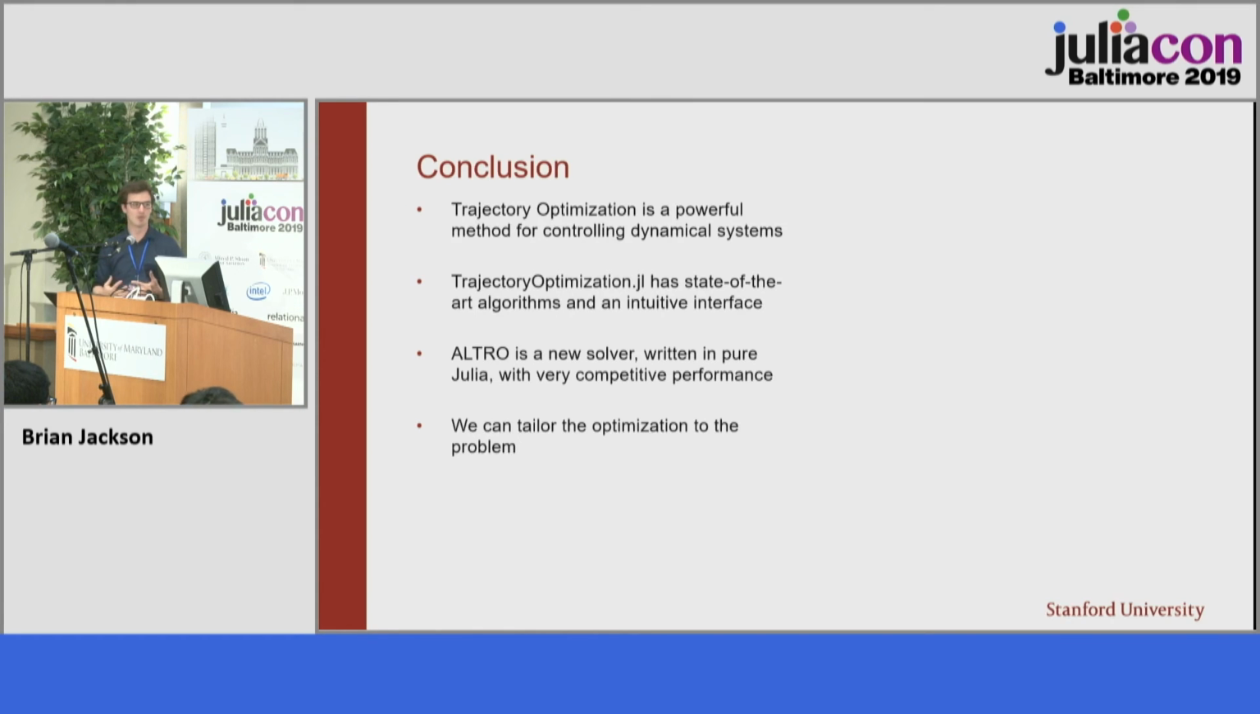So in conclusion, we presented trajectory optimization as a powerful method for controlling dynamical systems, as well as TrajectoryOptimization.jl, which is a new Julia package that has state-of-the-art performance, as well as what we believe to be a pretty intuitive and easy-to-use interface. As well as ALTRO, which is a new solver written from the ground up completely in Julia with very competitive performance. What this allows us to do is shift the paradigm and tailor the optimization solver to the problem that we're trying to solve, which opens up a whole new suite of possibilities in terms of the problems we can solve and the solutions we can get out of them.